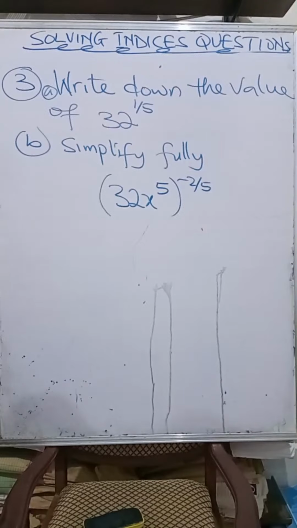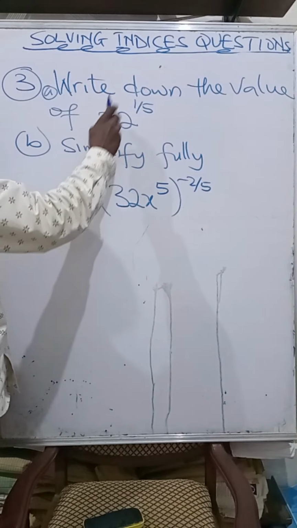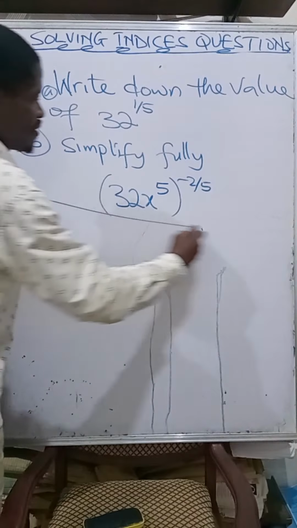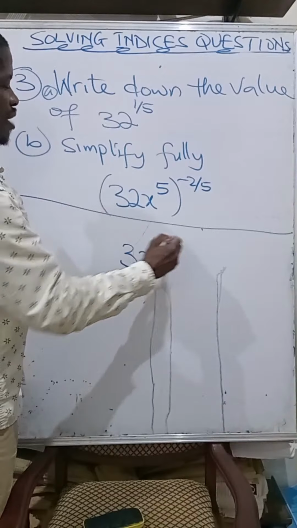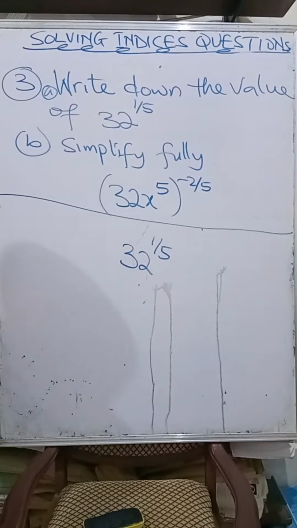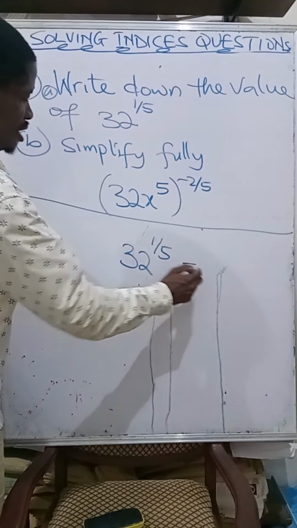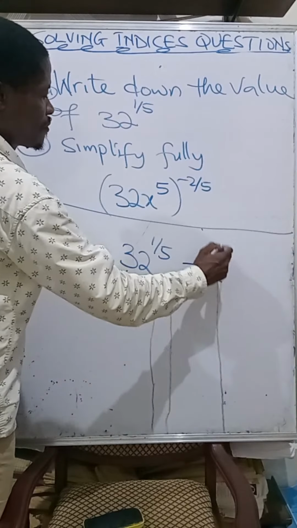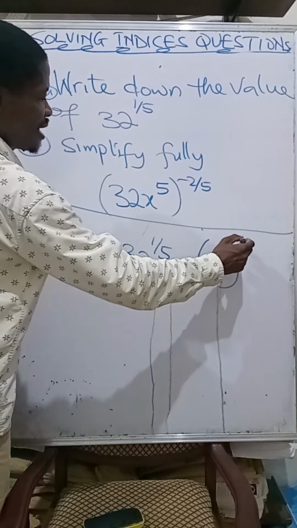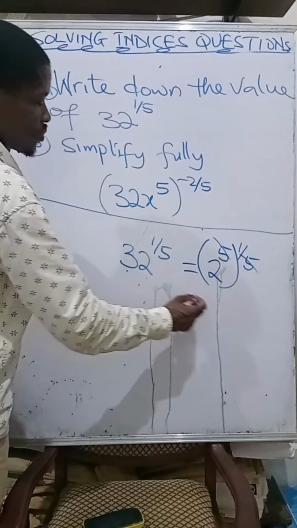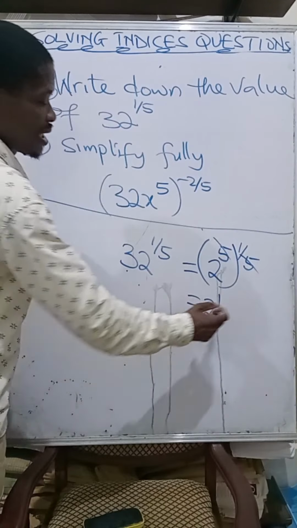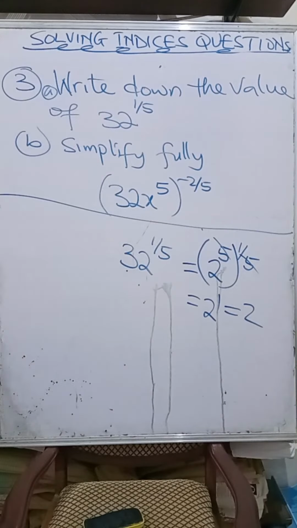Write down the value of 32 to power 1 over 5. This will be equal to 32, which is the same thing as 2 to power 5, and then 1 over 5 outside. So this 5 and this 5 we cancel. We have 2 to power what? 2 to power 1. And that's what? That's 2. That one is finished.